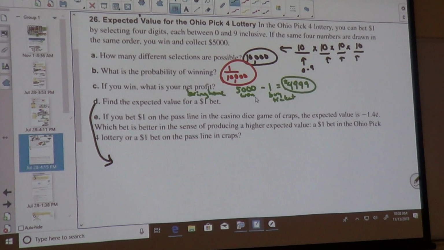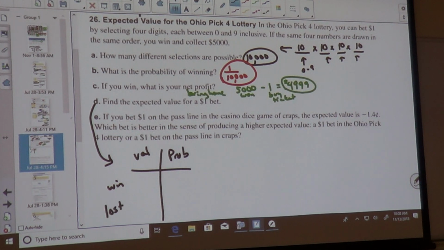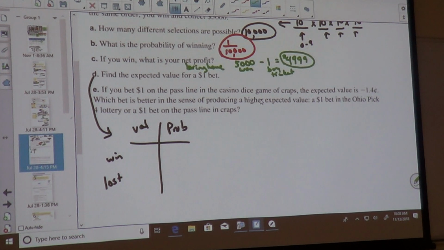So we have two things that happen. We have either you won or you lost. So we have value and we have the probability. So either you won or you lost. What is the value if you won? The 4,999. Because you didn't win 5,000, you won 4,999. And what is the probability of you winning? 1 over 10,000.